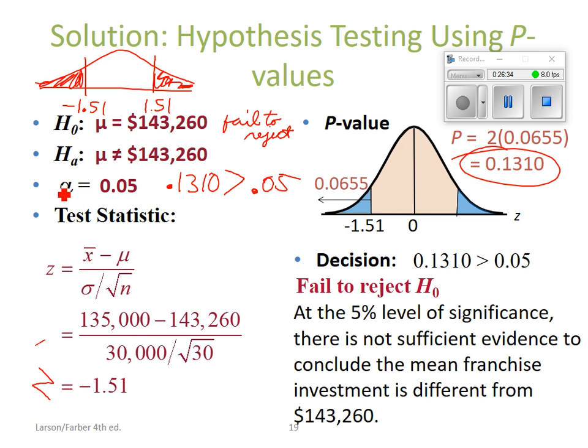At a 5% level of significance, there is not sufficient evidence to conclude that the mean franchise investment is different from the stated value. If we failed to reject the null, this should be the null then, right? So this was our claim. Yes. And in other words, we can't say that the company is lying to us.